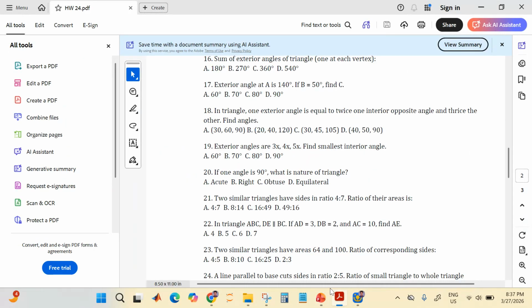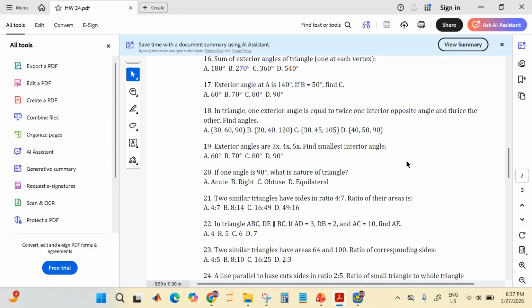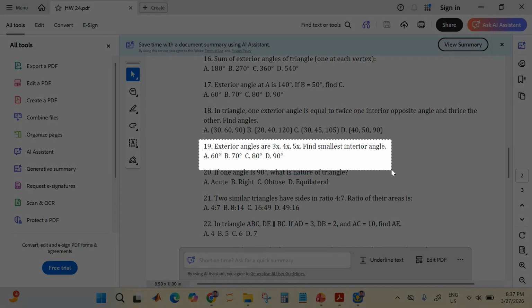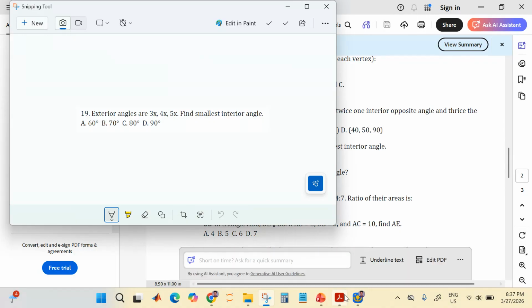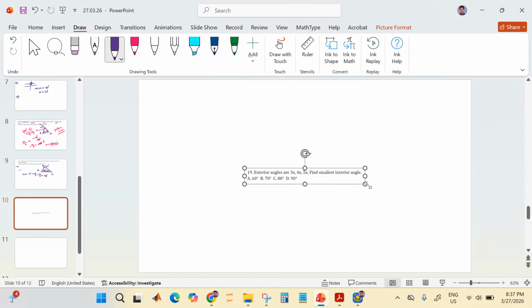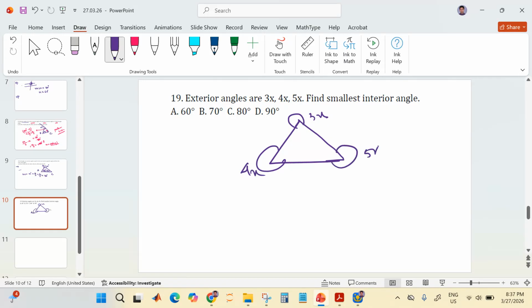Question 19. Exterior angles are 3x, 4x, 5x. Find the smallest interior angle. Okay, let's check. Exterior angles are 3x, 4x, 5x. Okay, if a triangle is there, so it is 3x, it is 4x, and this is 5x.